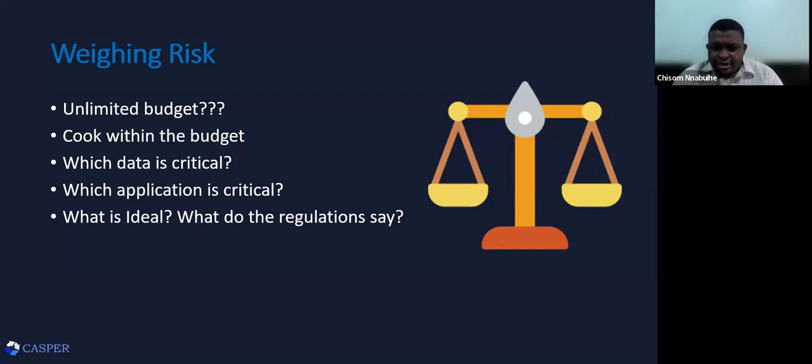Then you would also need to decide, okay, which data is critical? What should we look at protecting? What will be the possible most serious pain point that we can have if our infrastructure were to go down? Then which application is critical, which data is critical? I mentioned that already. And then what is ideal? So given our nature of business, what should be an ideal situation for our organization? And then does the regulation say anything about making this type of plans?